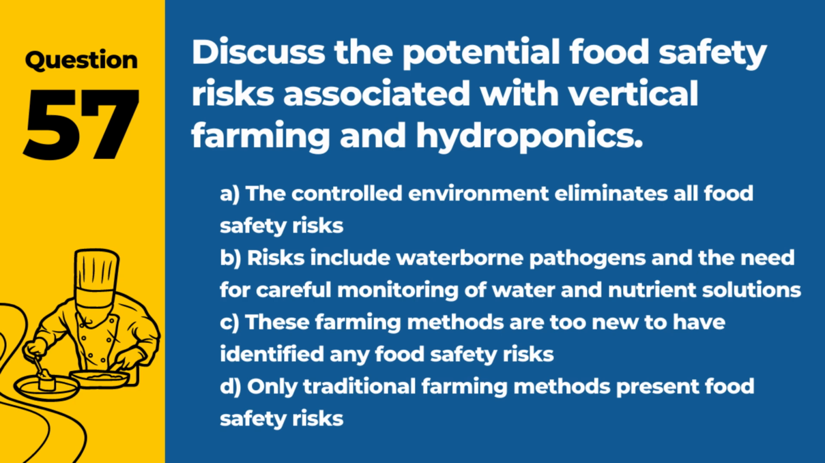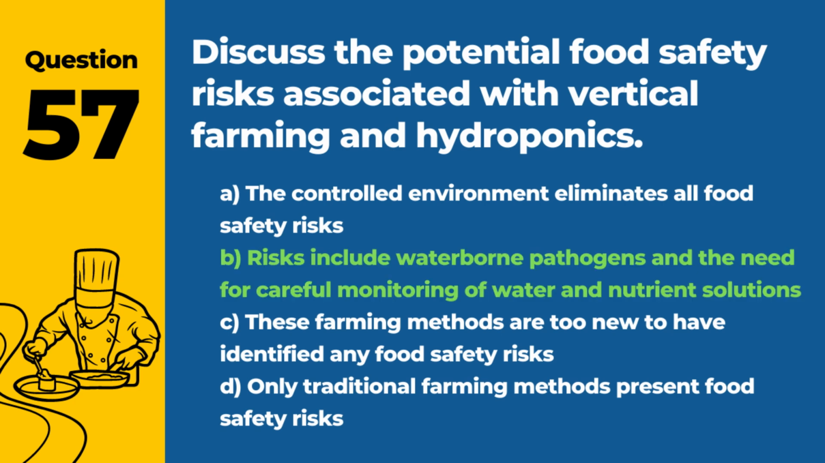A. The controlled environment eliminates all food safety risks. B. Risks include waterborne pathogens and the need for careful monitoring of water and nutrient solutions. C. These farming methods are too new to have identified any food safety risks. D. Only traditional farming methods present food safety risks.